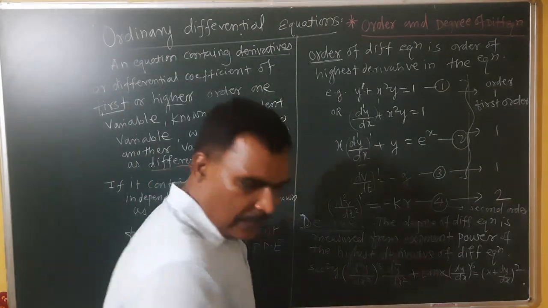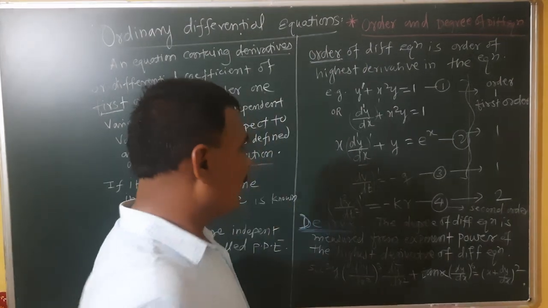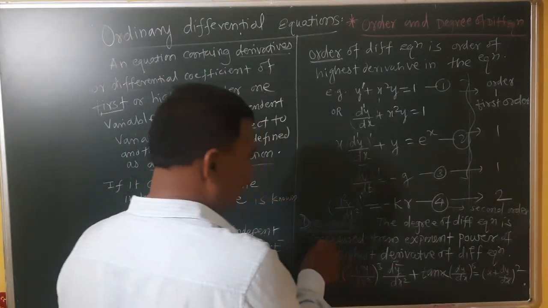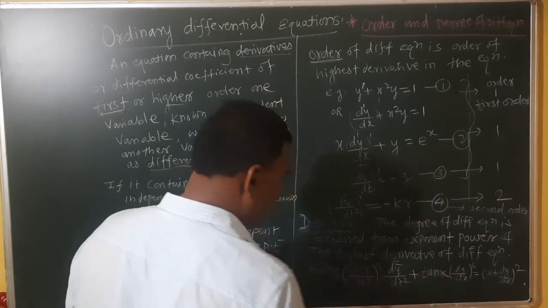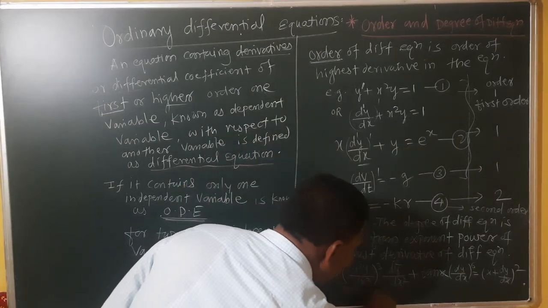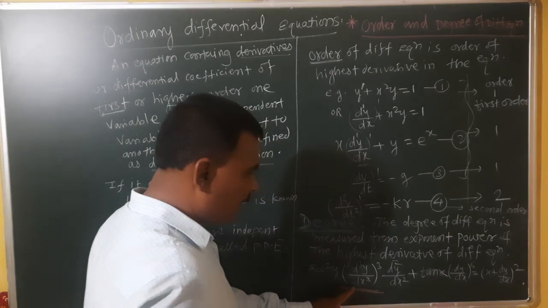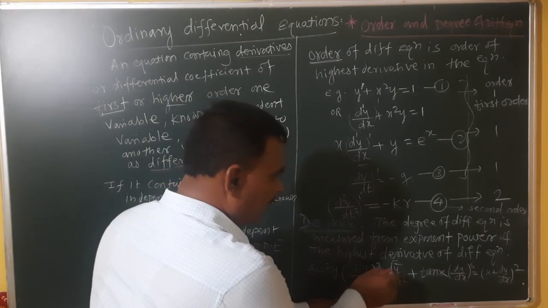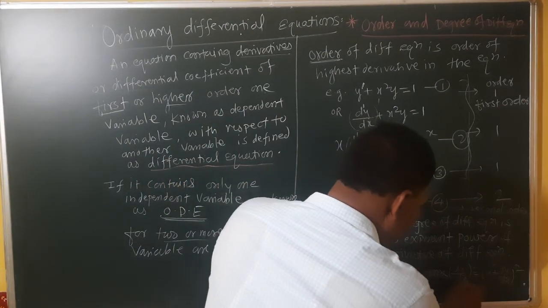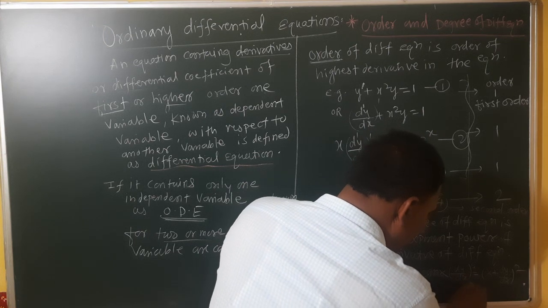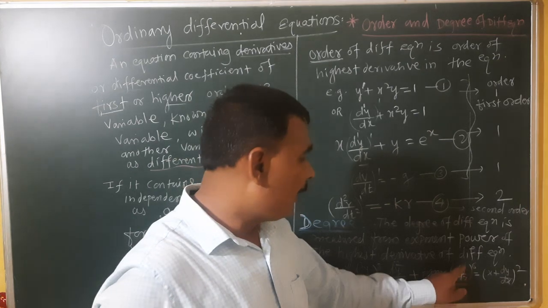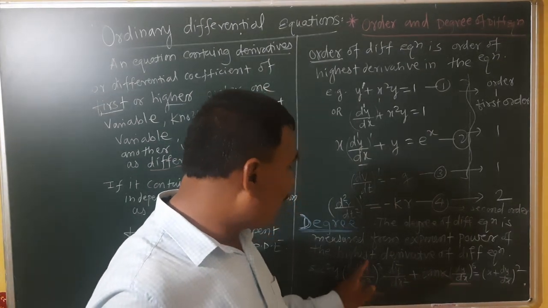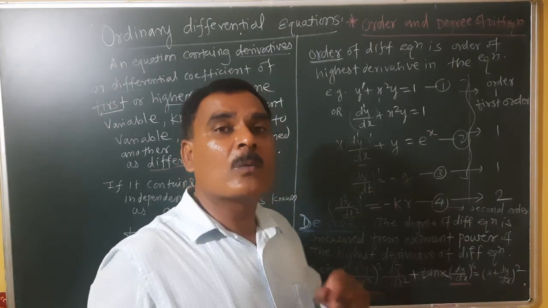Degree means what? The degree of a differential equation is measured from the exponent power of the highest derivative. Which is the highest derivative here? This is the highest derivative. What is the degree? 3. Here, this degree is 6, but the derivative is what? Not the highest order, dy by dx. Here d cube y upon dx cube is what we have to consider.